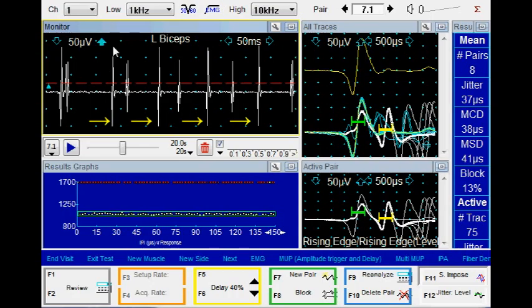Here is a high amplitude potential. We can see it over here, and it contained only one spike. There were no two time-locked spikes. This is something that we don't want to analyze, yet it has a high amplitude, and therefore we cannot reject it by using an amplitude trigger.